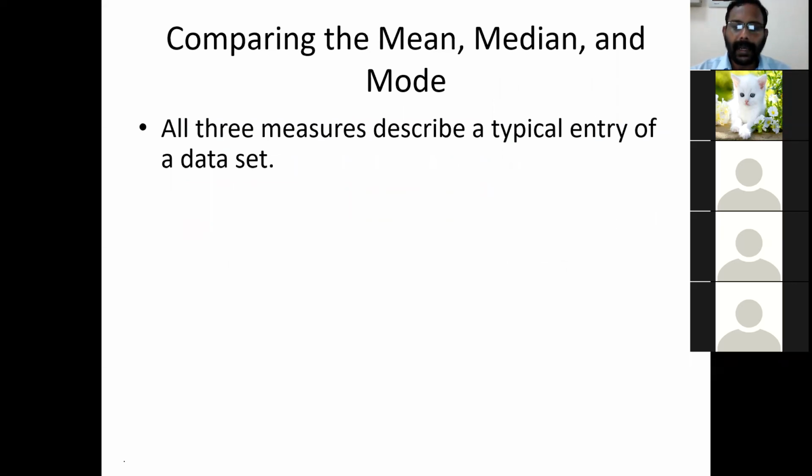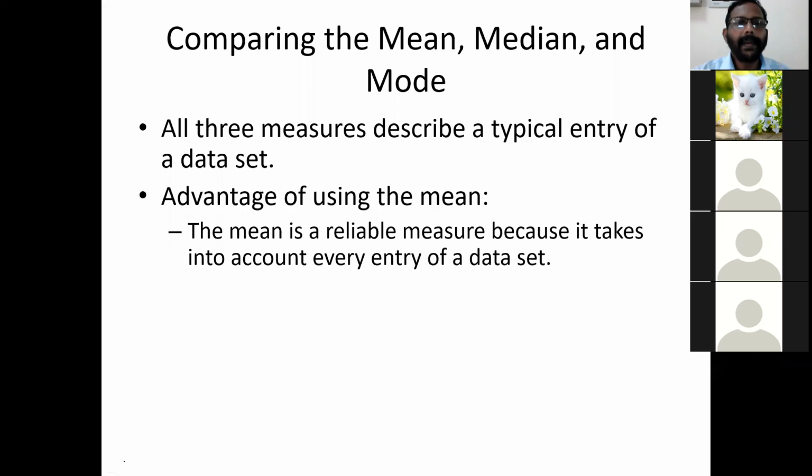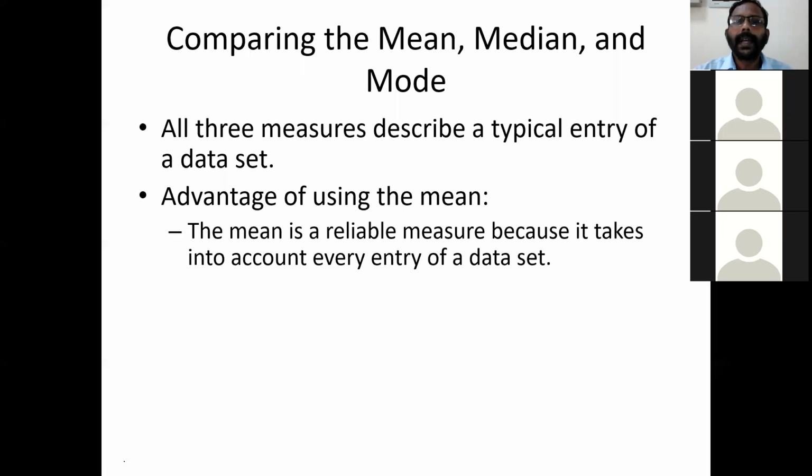Right, now we are coming to a stage of comparing all three aspects of central tendency. When you compare these three, mean, median and mode, we can argue which one is better, which one is superior, which one is bad, or which one is inferior, right? You see, all three measures describe a typical entry of a data set. All three are giving a description of any sort of data. So all three are good. However, there are some advantages and disadvantages of using these different central measures.